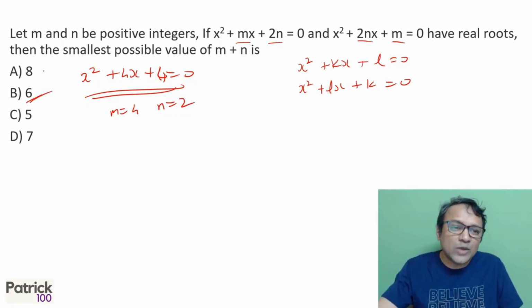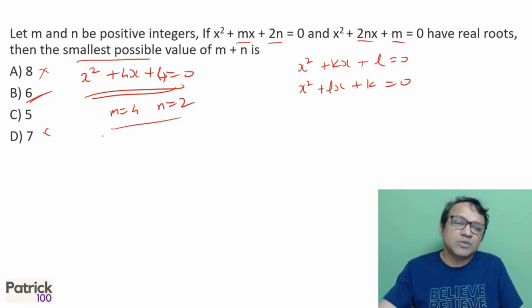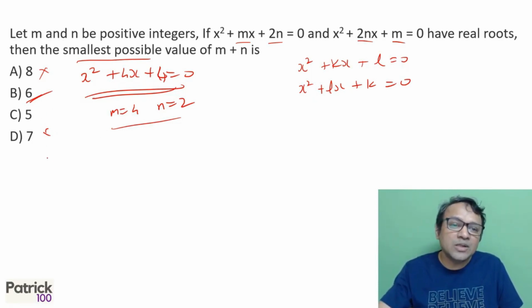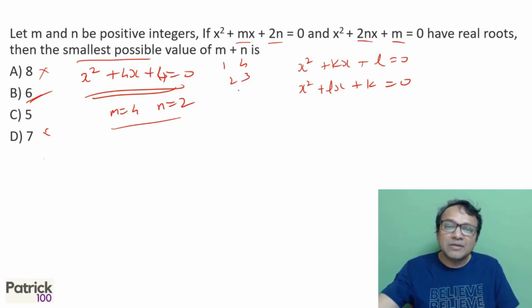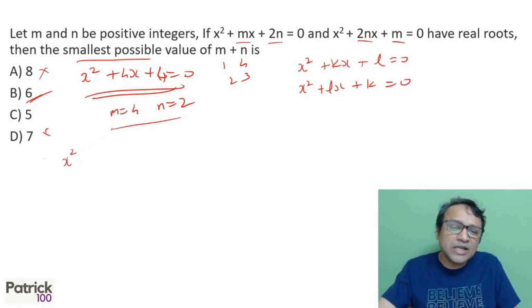Now what else? 8 and 7 are not possible because of the smallest possible. I know this equation is possible, and I know m 4 and n 2 is possible. Now the only one possible is 5. Is 5 possible? For 5 to be possible, m and n should be either 1 and 4 or 2 and 3. If you look at it, it becomes a little difficult to get the equation in that case, because even if you substitute and check, you'll realize none of the equations satisfy.